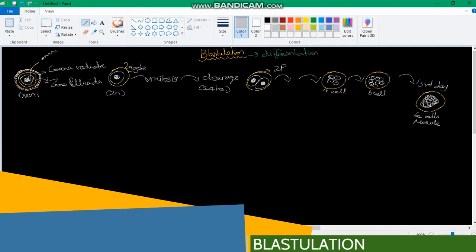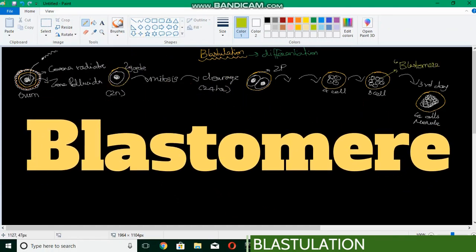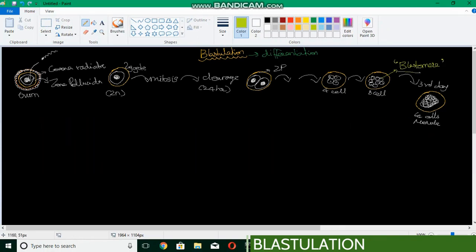Now if you see, each and every single cell until the morula stage is exactly identical to each other in terms of structure and function, and every single cell here up to the morula stage is called a blastomere. The word blastomere comes from a word called blastos, meaning spores. So basically every single cell is producing a spore of itself, and the cells are dividing kind of like that, and it's called a blastomere.